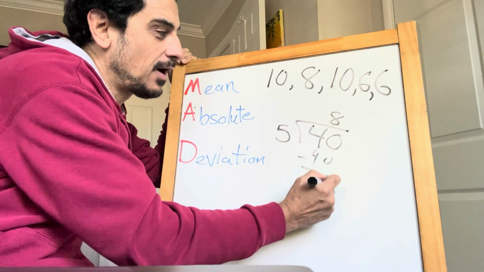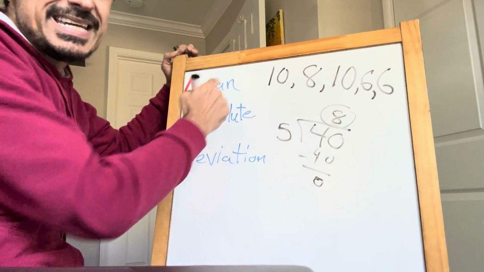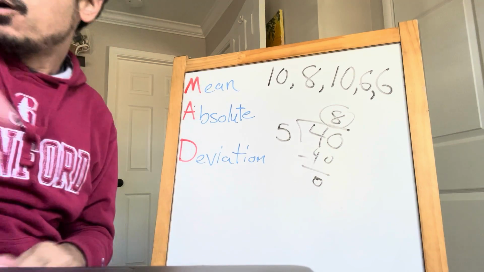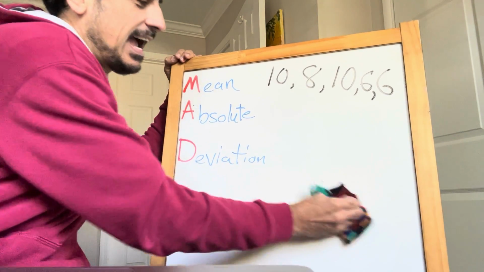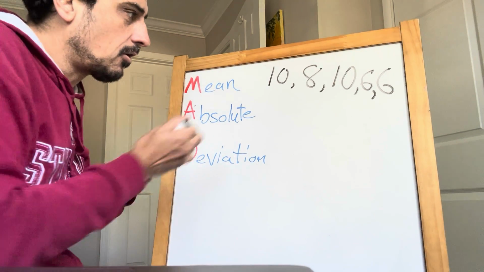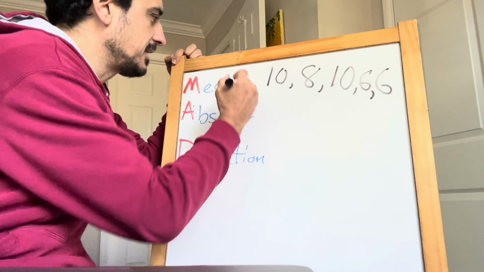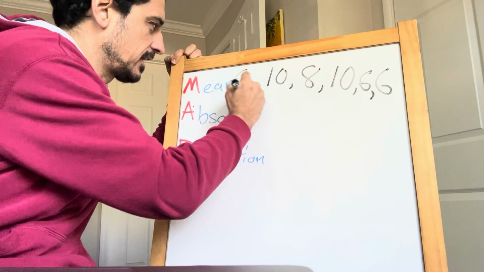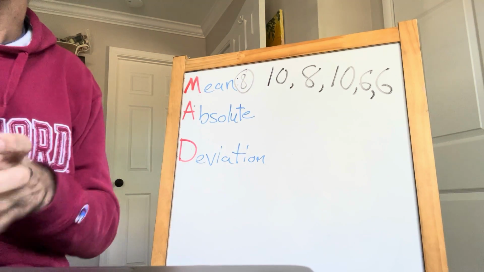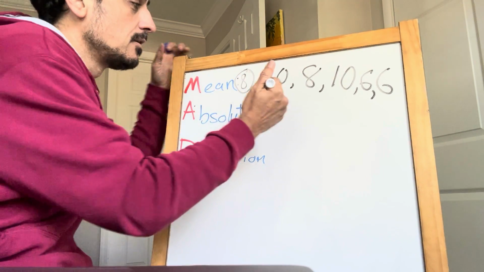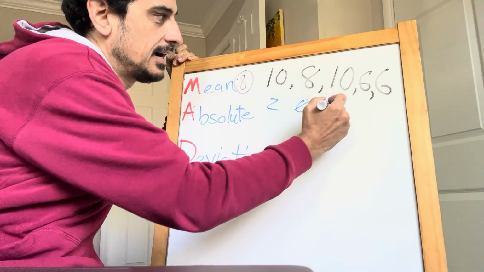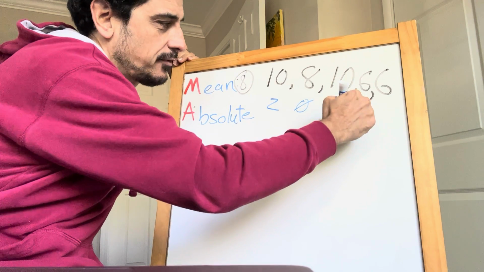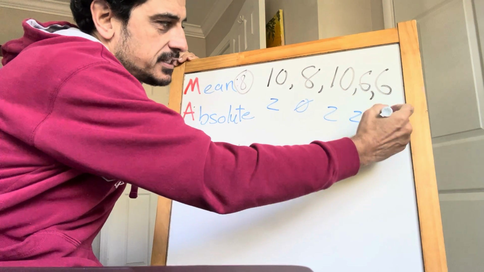So I have a mean of 8, but what I'm trying to figure out now is, if my mean is 8, how far away are all of these numbers from the mean? I'm going to hold on to that 8. How far away is 10 from 8? It's 2 away. How far is 8 from 8? None away. How far is 10 away? 2. How far is 6 away from 8? 2. How far is 6 away from 8? 2.